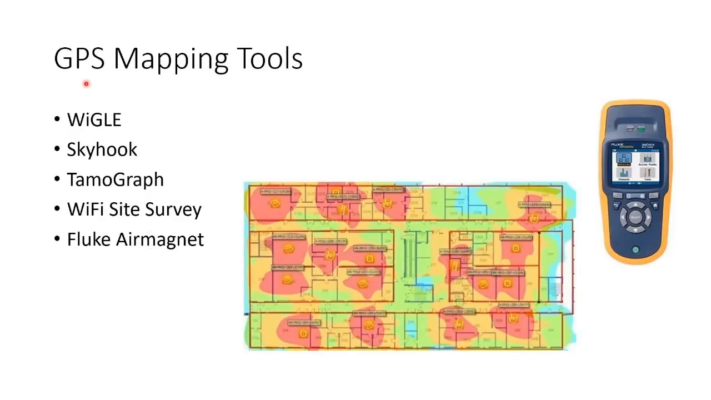Here are just some GPS mapping tools: Fluke AirMagnet, which is pretty expensive, Tamograph, Skyhook, Ekahau, Wi-Fi Site Survey. There's a bunch of them, and they'll produce this kind of output. And they probably look something like this. This is an example of a Fluke handheld device. So that's some information on Wi-Fi discovery.